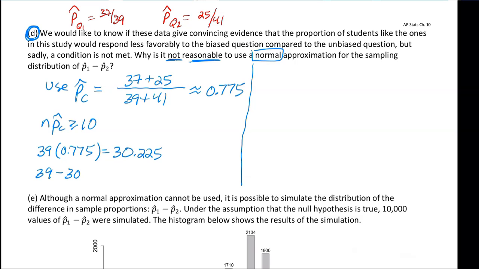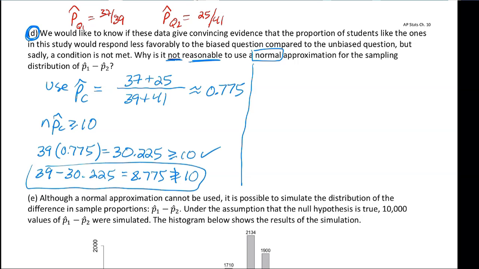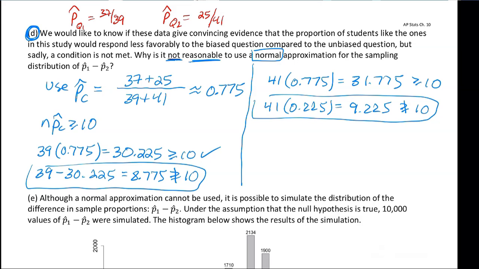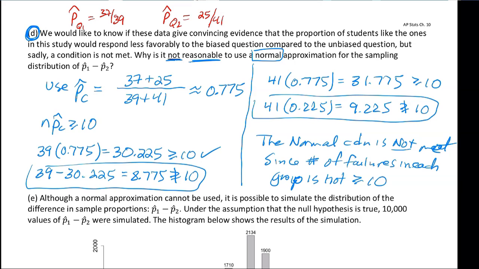39 minus that is 8.775, which is not greater than or equal to 10. So the number of failures is not greater than or equal to 10. And we could do the same thing on the other side. 41 times p hat c, 41 times 1 minus p hat c is not greater than or equal to 10. It's 9.225. So it's not appropriate. The normal condition is not met, since the number of failures in each group is not greater than or equal to 10.